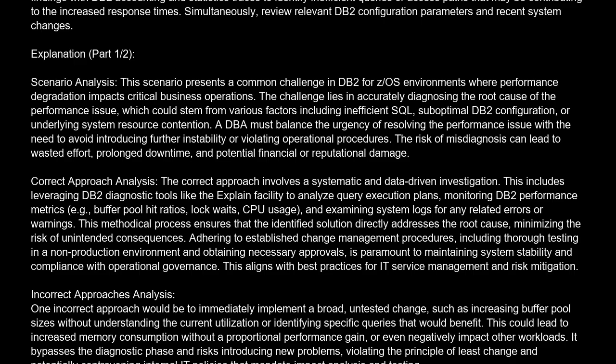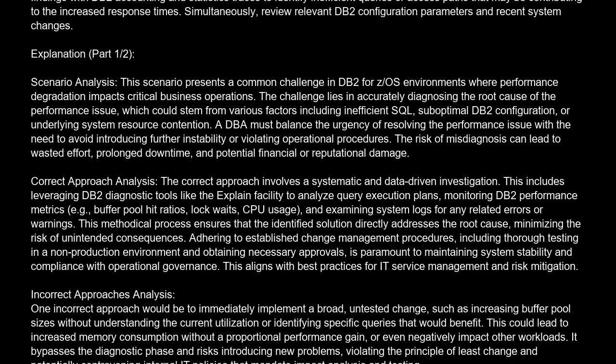One incorrect approach would be to immediately implement a broad, untested change, such as increasing buffer pool sizes, without understanding the current utilization or identifying specific queries that would benefit. This could lead to increased memory consumption without a proportional performance gain, or even negatively impact other workloads. It bypasses the diagnostic phase and risks introducing new problems, violating the principle of least change and potentially contravening internal IT policies that mandate impact analysis and testing.